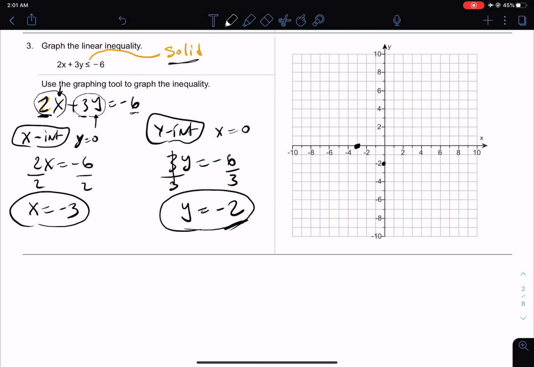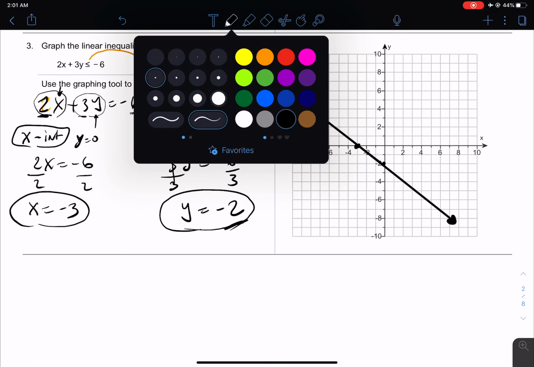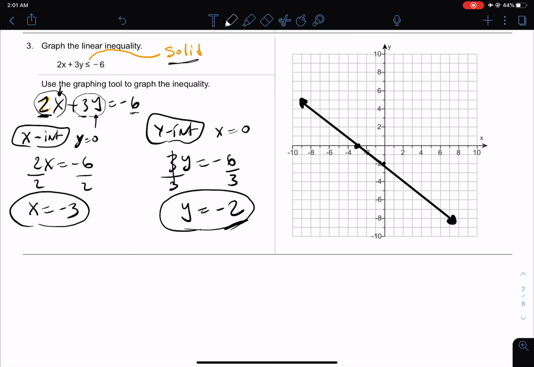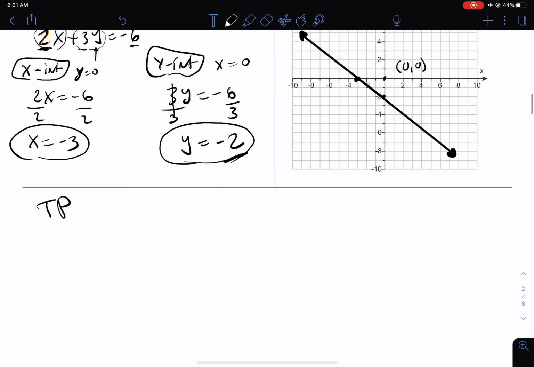And that means I'm going to go from here through here, and from here to here. There's my solid line. Now I need to figure out which side I need to shade on. So of course my easiest point to check is 0, 0, right? So this is going to be called TP, a test point. And that test point is 0, 0.